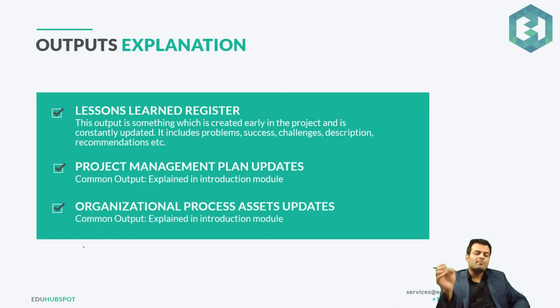So the primary output from this process would be our lessons learned register. This output is something which is created early in the project and is constantly updated. It includes problems, successes, challenges, descriptions, recommendations, and so on. So first of all, whenever you read the PMBOK, make sure you read the bullet points of this document. What all things are part of it? Try to relate it with your real life projects.